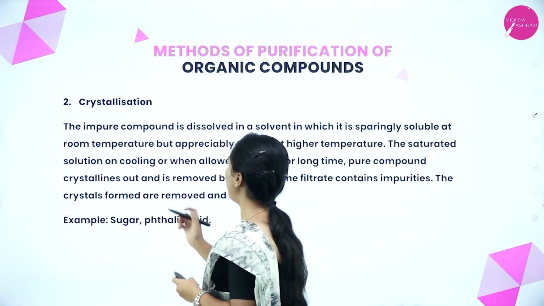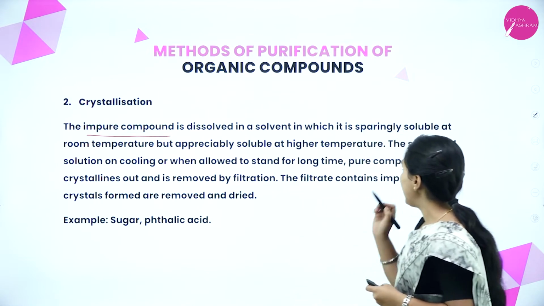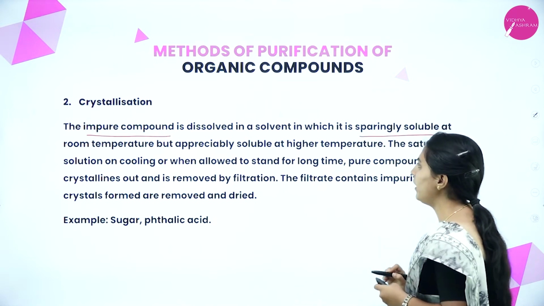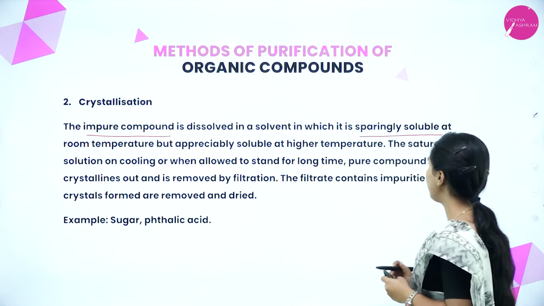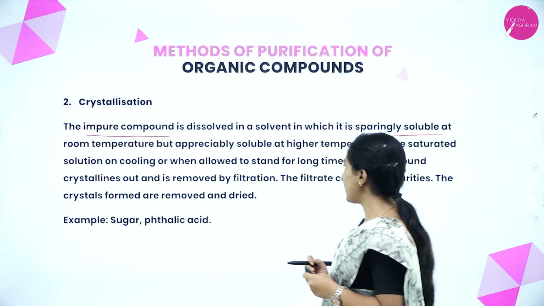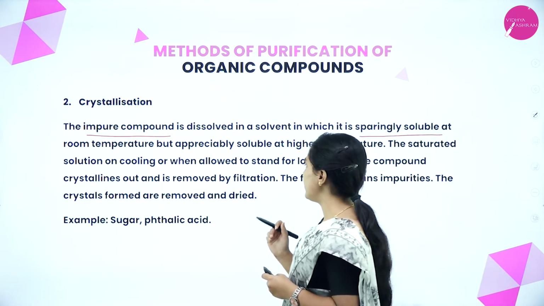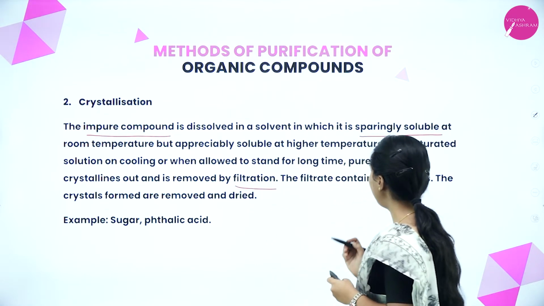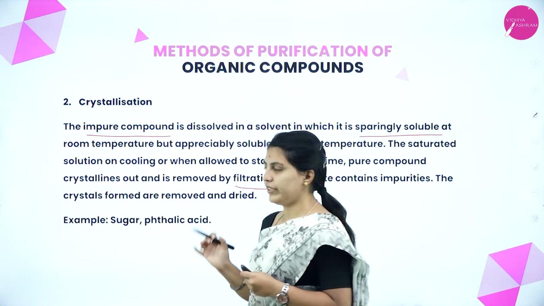The impure compound is dissolved in a solvent in which it is sparingly soluble at room temperature but appreciably soluble at higher temperature. The saturated solution on cooling, or when allowed to stand for a long time, the pure compound crystallizes out and it is removed by filtration. The filtrate contains impurities, and the crystals formed are removed and dried.